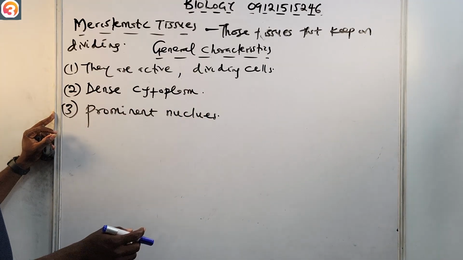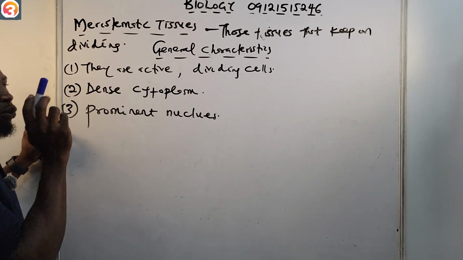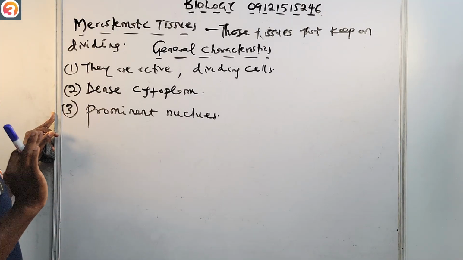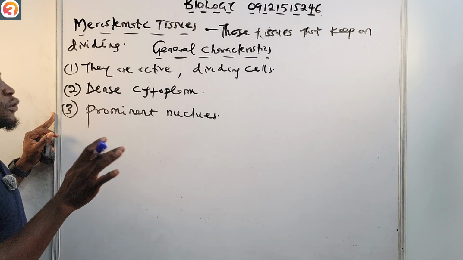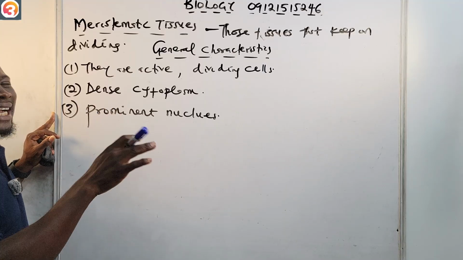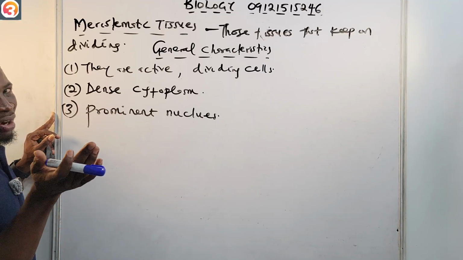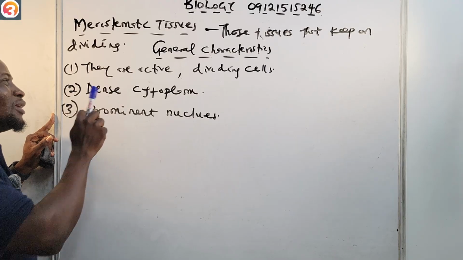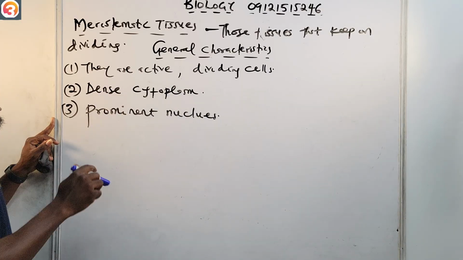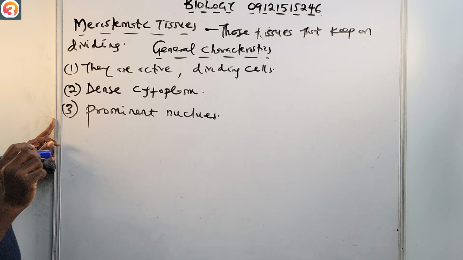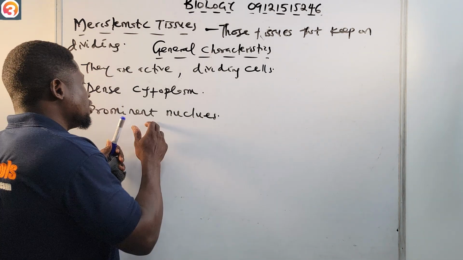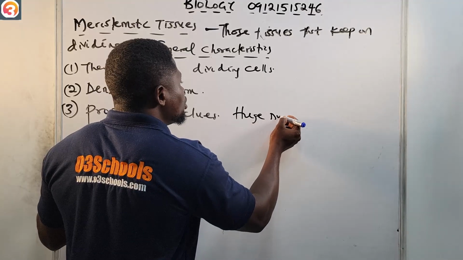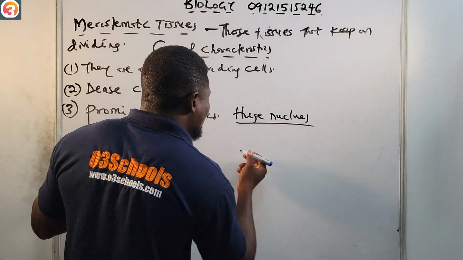That's another characteristic of meristematic tissues. You must take note of this one. All of these characteristics are exam questions for you. They can ask you which of the following is not a characteristic of meristematic tissues, so that you will not be scratching your head in the hall. You know that they are active, dividing cells, that they have a dense cytoplasm, and instead of saying prominent nucleus, you can say they have a very huge nucleus.